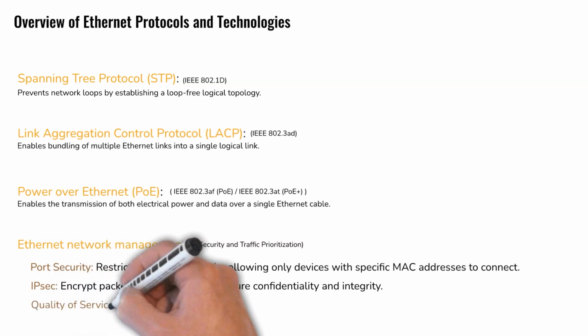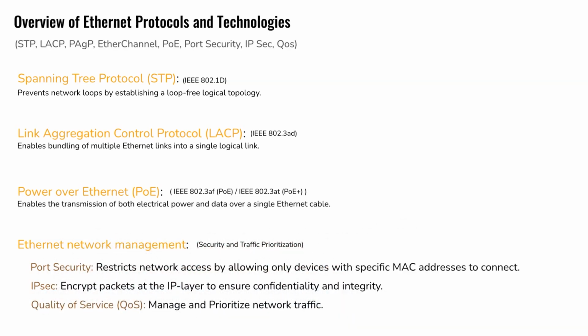Meanwhile, quality of service, or QoS, is a technique for managing and prioritizing network traffic, ensuring that critical applications such as VoIP and video conferencing receive higher priority and adequate bandwidth. QoS mechanisms include traffic shaping, bandwidth reservation, and packet prioritization. Together, these methods ensure both secure and optimized network performance.